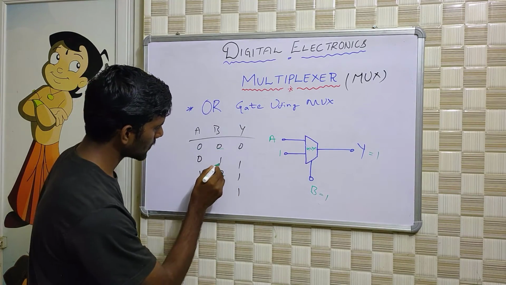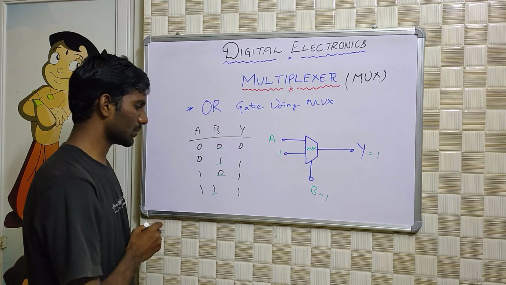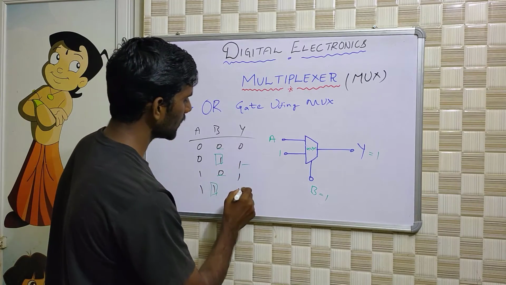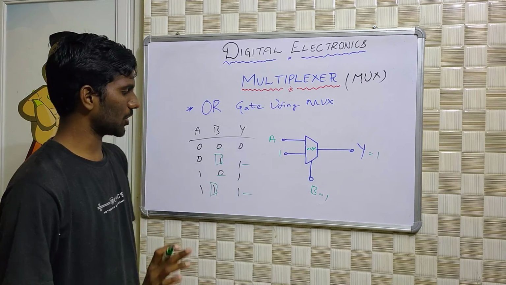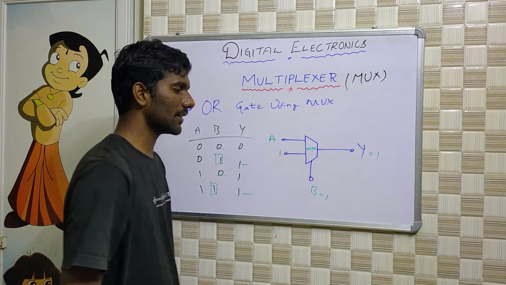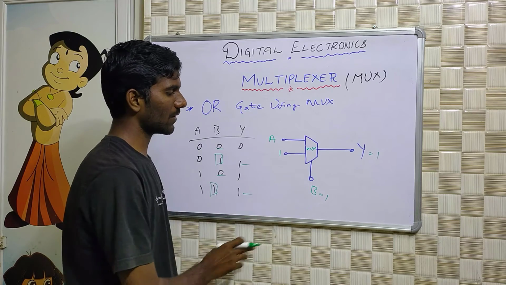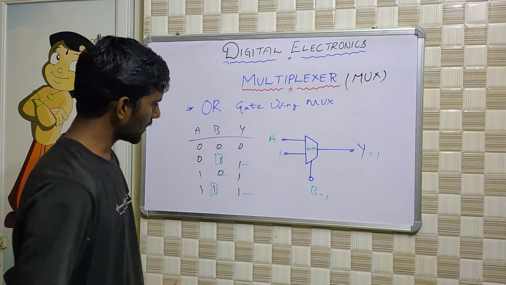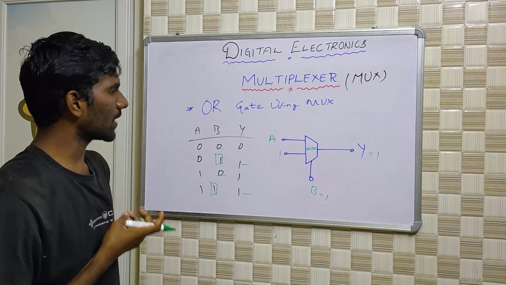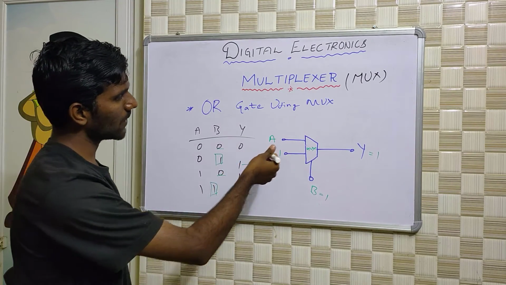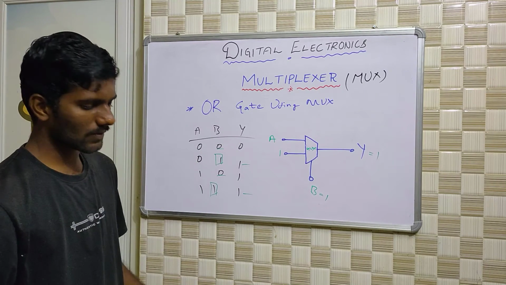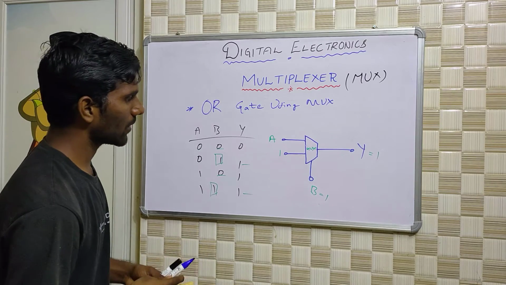So here B is 1, here also B is 1, right? So output should be 1. So there should not be any changes in it. If we take B as 0, output should be A. If we take B as 1, output should be 1. So our truth table is also the same. So we satisfied the OR gate conditions, and because of that, we can call it an OR gate. So we implemented the OR gate successfully by using a 2 by 1 multiplexer.